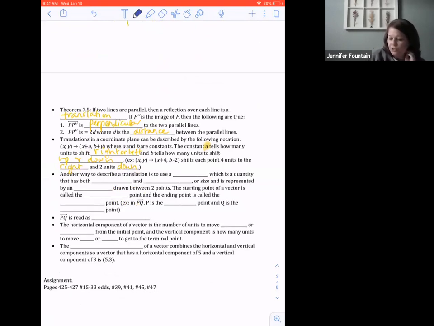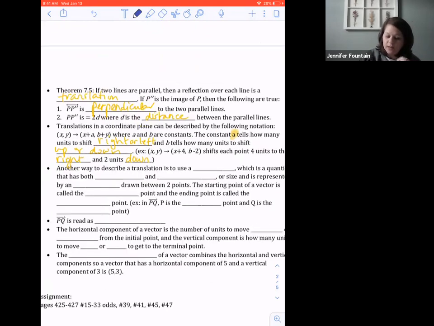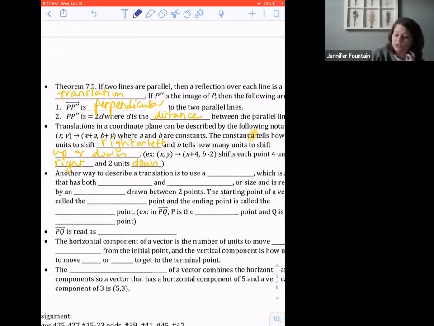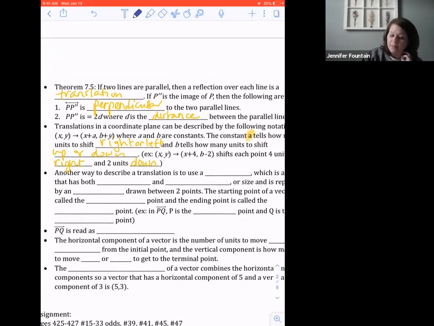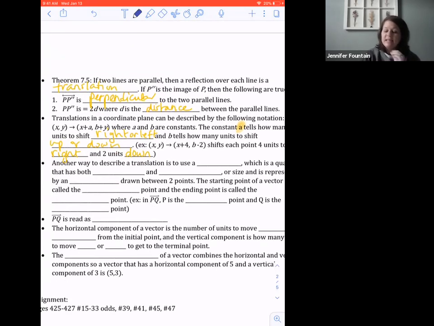All right, so theorem 7.5 at the bottom of 421. Theorem 7.5 says if 2 lines are parallel, then a reflection over each line is a translation. If P double prime is the image of P, then the following things are true. Line PP double prime is perpendicular to the 2 parallel lines. PP double prime is equal to 2D, where D is the distance between those parallel lines, okay? So PP double prime is going to be 2 times that distance. Again, remember earlier when we had 2 times the angle measure, we had 2x degrees for a rotation. Now we're doing 2 times D because it's twice the distance between our parallel lines.